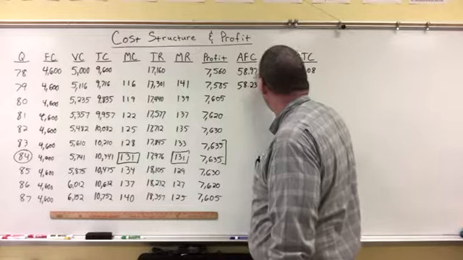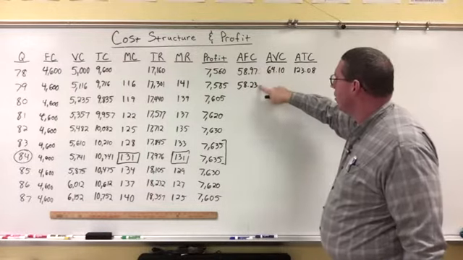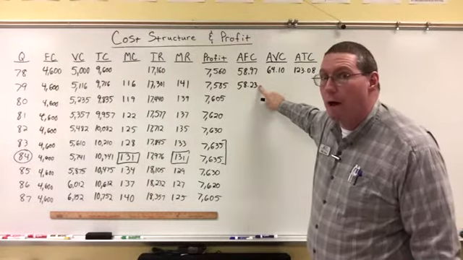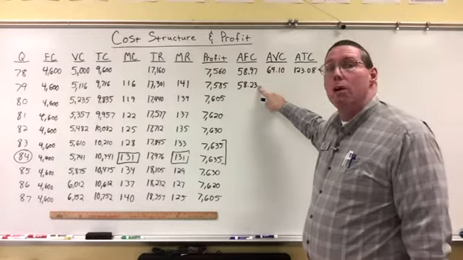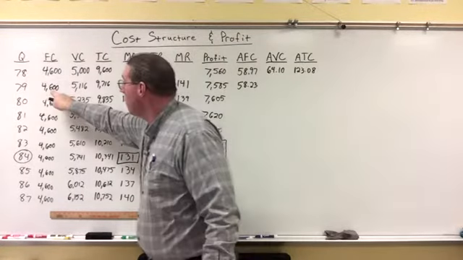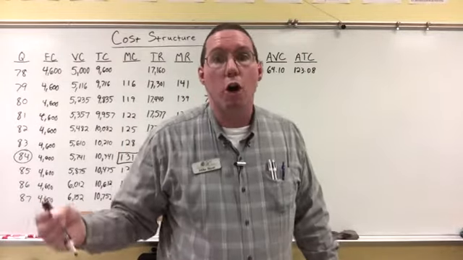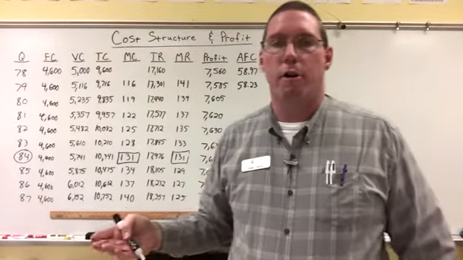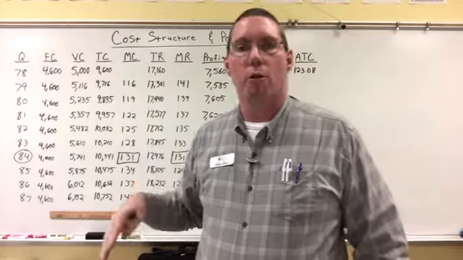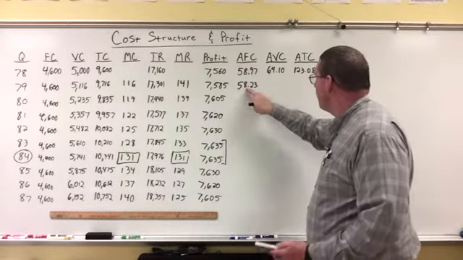What happened to our average fixed cost? Didn't it just go down? It went down. Why did it go down? Because we're dividing the same number by a larger number. The denominator is getting larger, and when the denominator gets larger in a fraction, the value gets smaller and smaller and smaller. Okay? So 58.23.